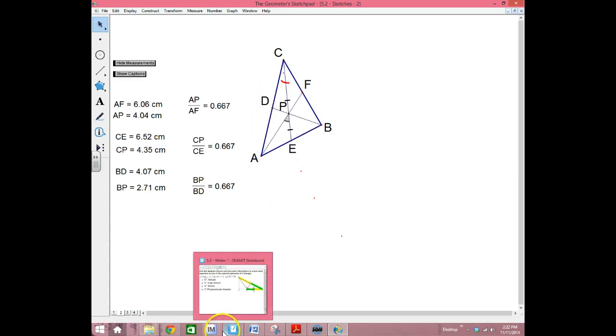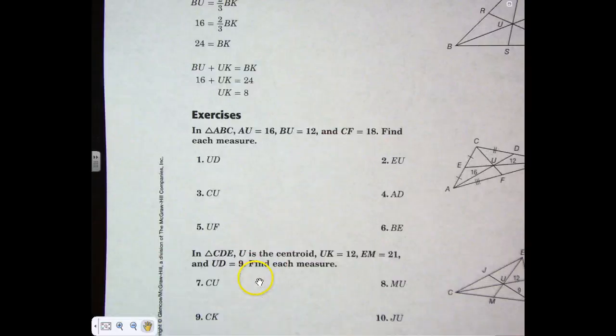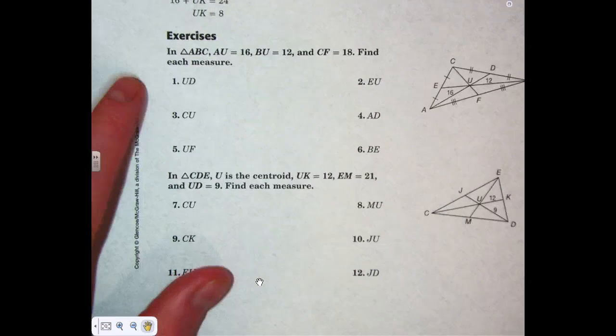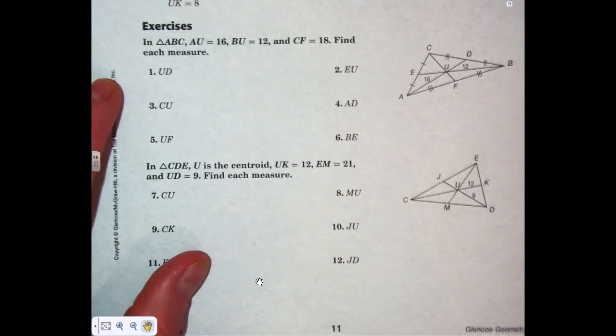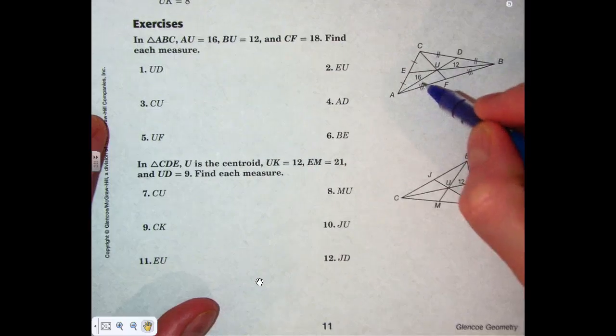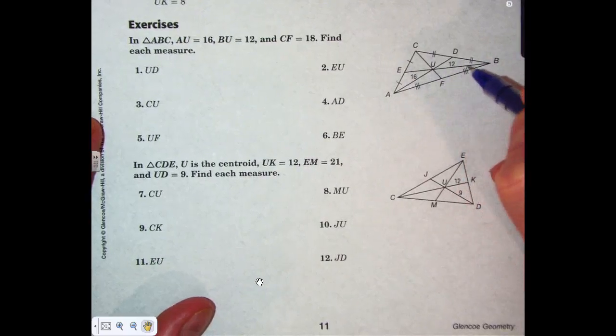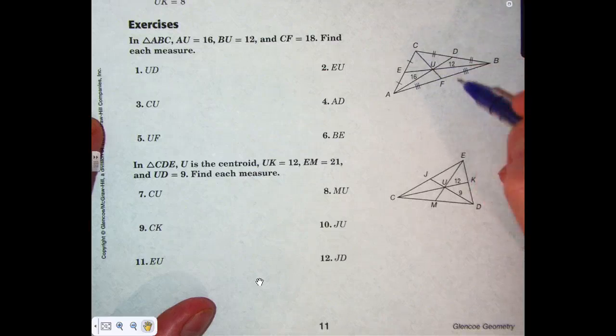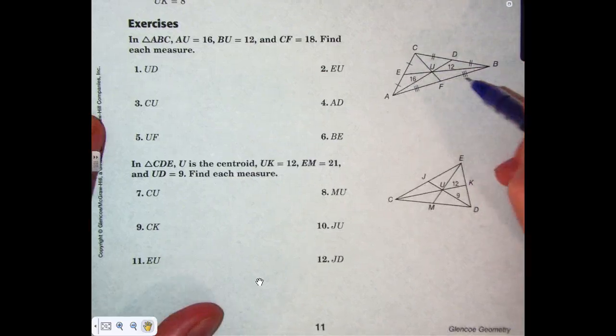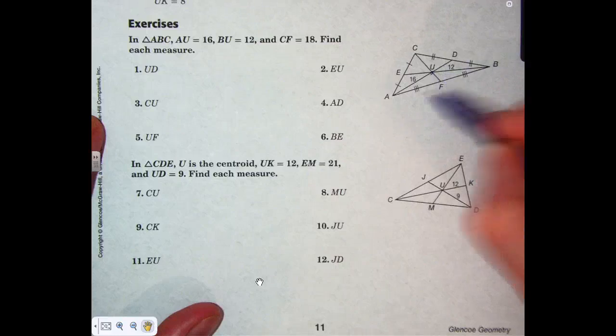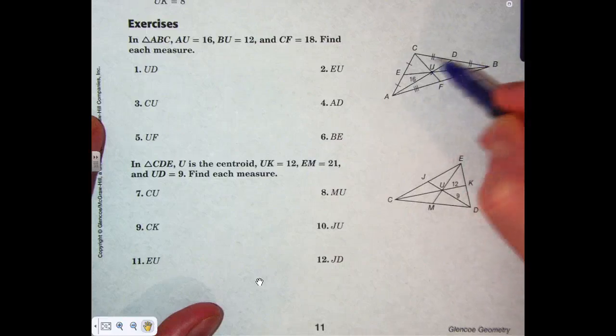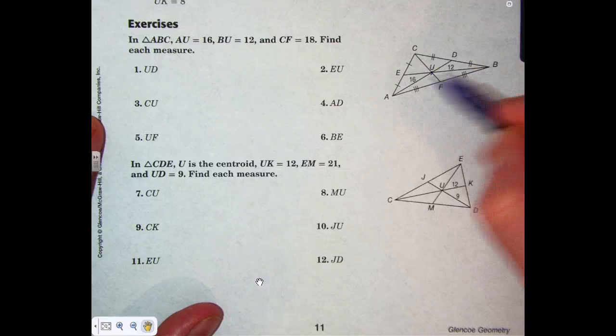So let's look at some problems then. In this drawing, we are told that AU is 16, which they've already marked for us. We're told that BU is 12, which they've already marked for us. And that CF is 18, which they didn't mark for us. Now the key to this problem is understanding I have the centroid at point U, because all of the sides have been bisected by a segment that goes from their opposite vertex.